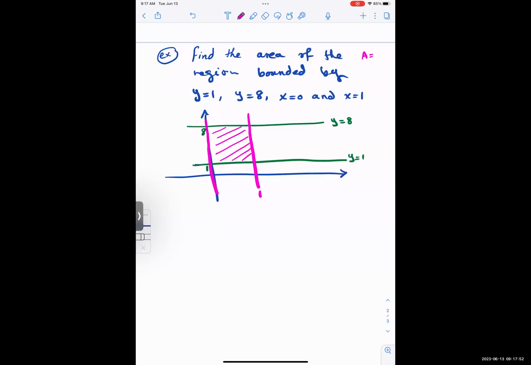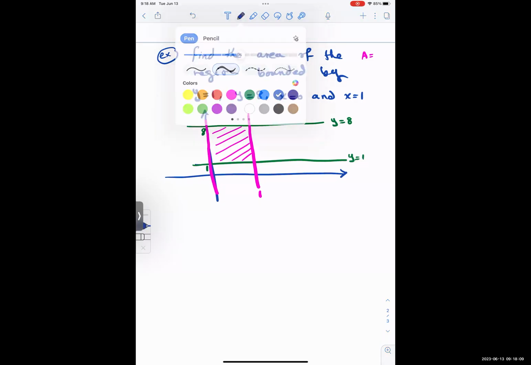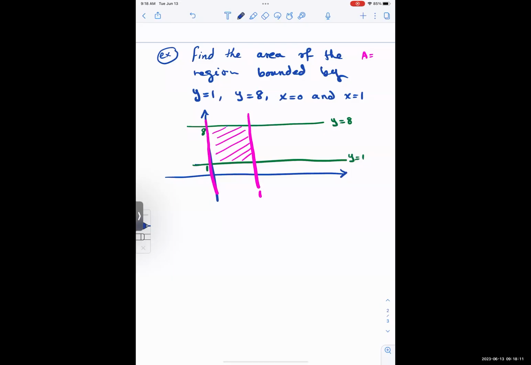So you would say it's the length, the measure of that is 1, times width, the measure of that is 7. 1 times 7 is 7. So that's the area of the rectangle. But let's just see if that works with the idea of our integral and the difference of two functions.